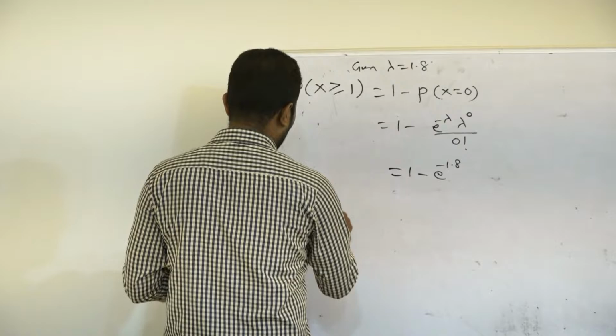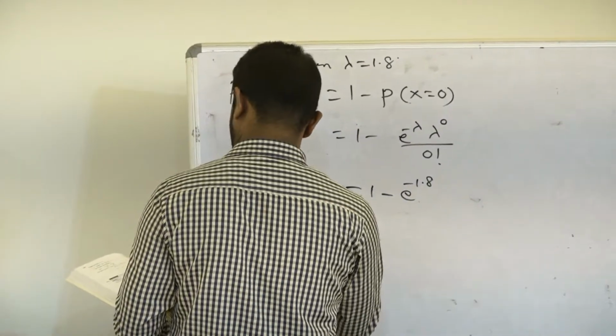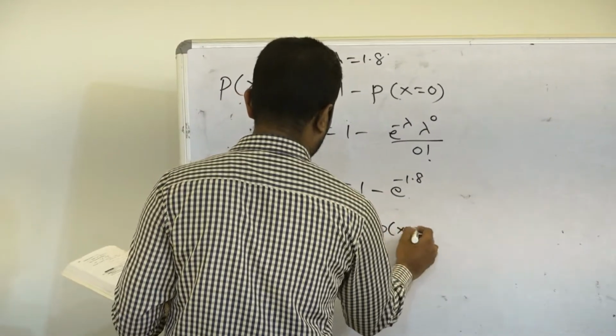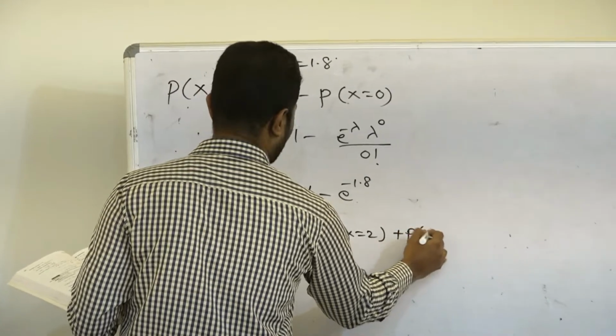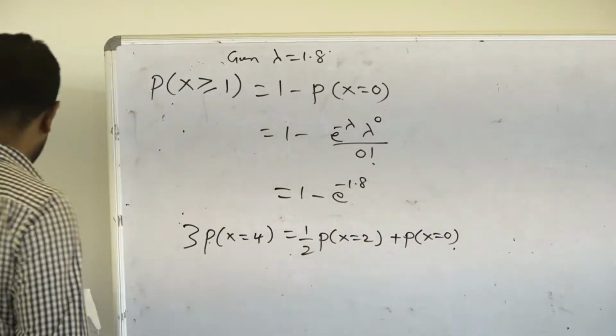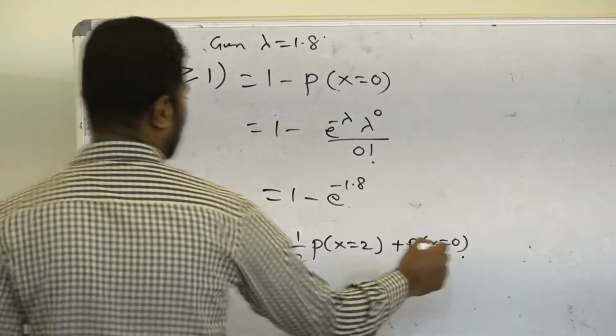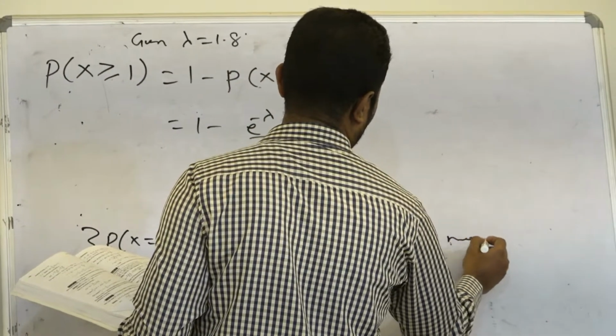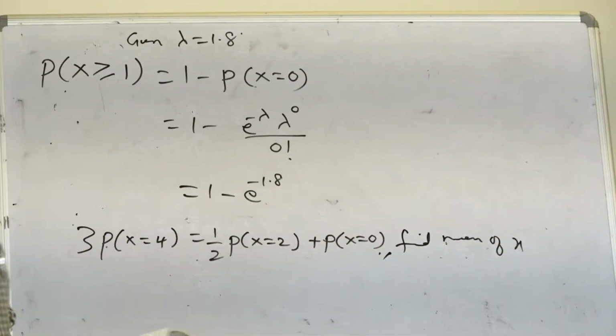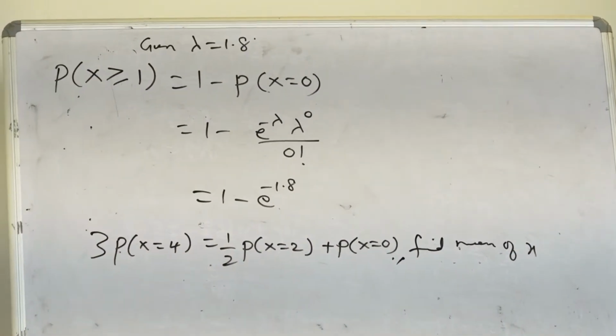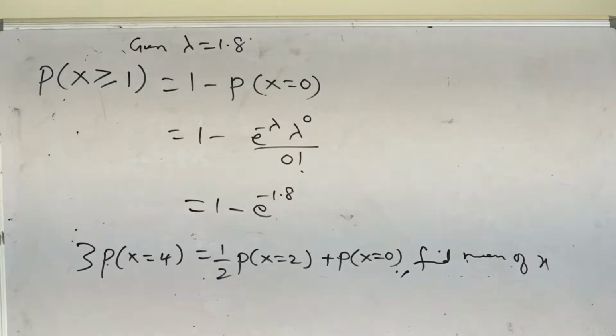Next, if capital X is a Poisson variate such that 3 into P of x equal to 4 is equal to half P of x equal to 2 plus P of x equal to 0, find the mean of x.